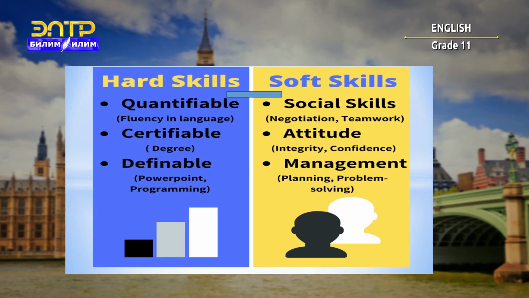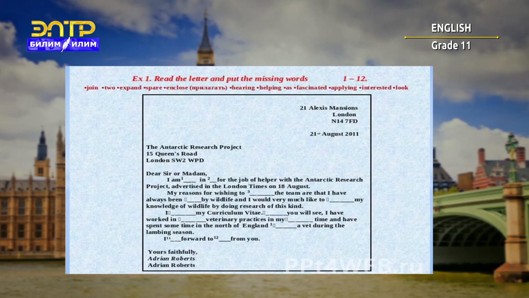Hard skills: quantifiable, certifiable, definable. Soft skills: social skills, attitude, management. Exercise 1. Read the letter and put the missing words in the gaps.